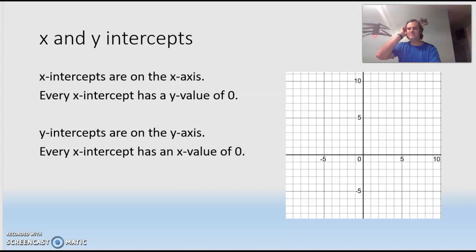X and y intercepts. So we've worked with y intercepts no problem. Y intercepts are on the y axis, which the y axis is right here going up and down. In these cases, you have an x value of 0 because you're not moving left or right any. So the theory there is that the point would look something like 0 and then whatever goes in the other part. That's supposed to be a question mark.